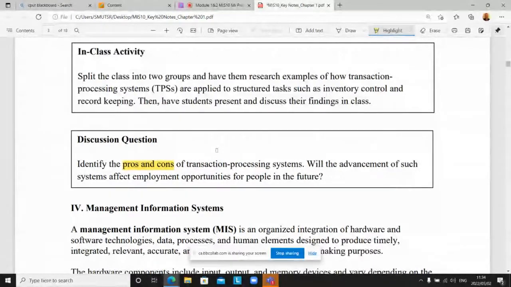The pro is it helps make things efficient. The con is it can put people out of work. And that is something that your unions don't like, obviously. So if you invest in a transaction processing system in a company, you are likely to put a certain percentage of your employees out of work. And people would need to change their skill sets in order to keep up to date and be able to work with these systems.